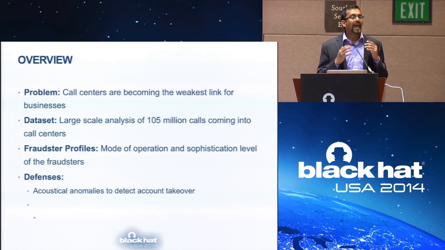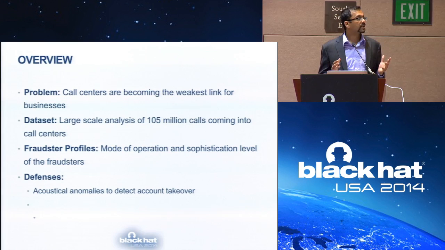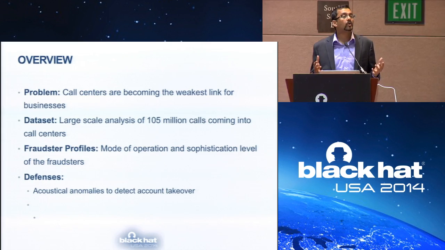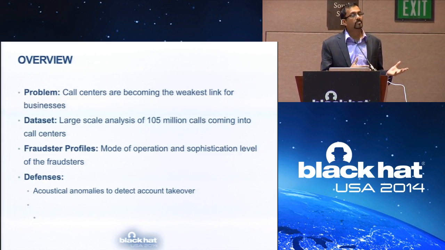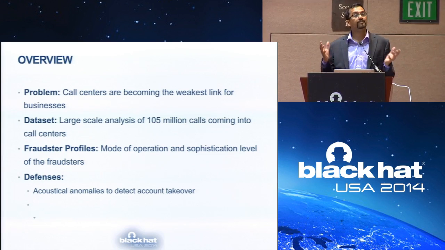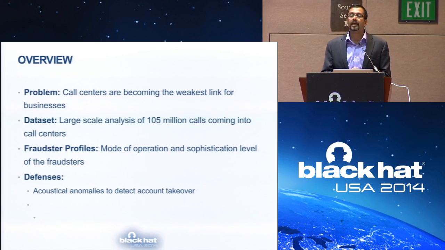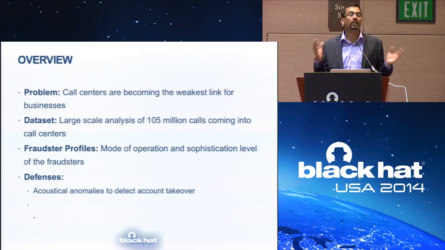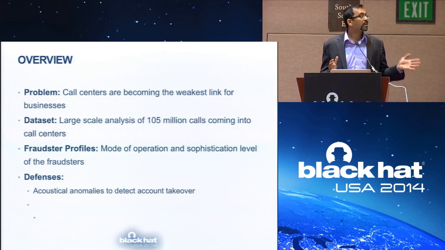The fact is that as institutions and organizations have invested a lot in online security and network security, what has quickly become their weakest link is the phone channel or their call center. And banks and financial institutions talk about as high as 30 to 80% of all their fraud starting off with a phone call. So it's a pretty significant problem.